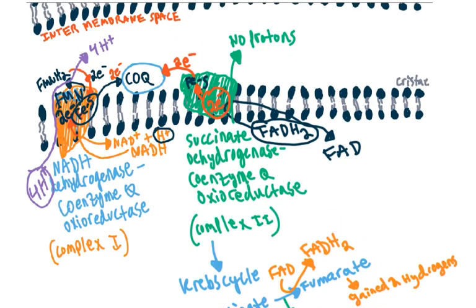All right guys, that's the end of complex 2. In the next video we'll see how coenzyme Q transfers these electrons to our next complex, complex 3, also called coenzyme Q cytochrome C oxidoreductase, and we'll see how complex 3 works after that.